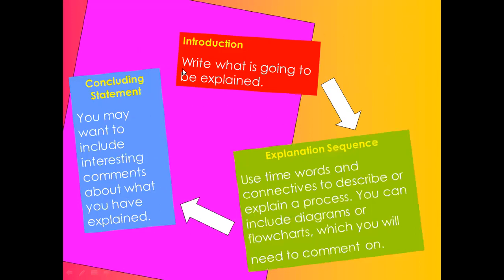So again, these are the 3 steps to write an explanation text: introduction, explanation sequence, and concluding statement. All of them have to be connected and make sense. They have to be easy for the reader to understand. So your paragraph has to be connected.